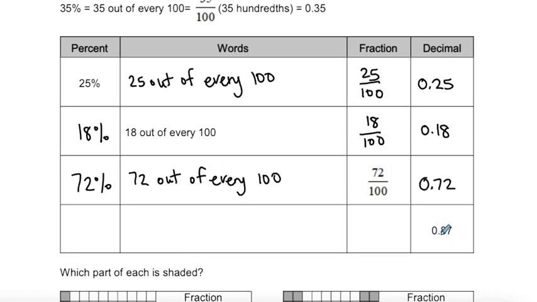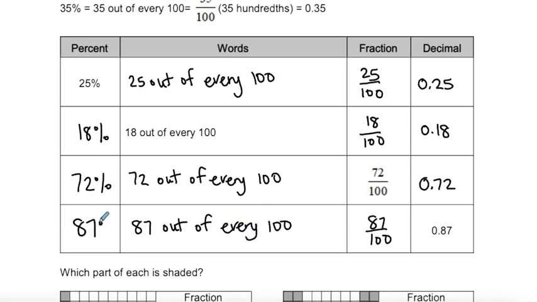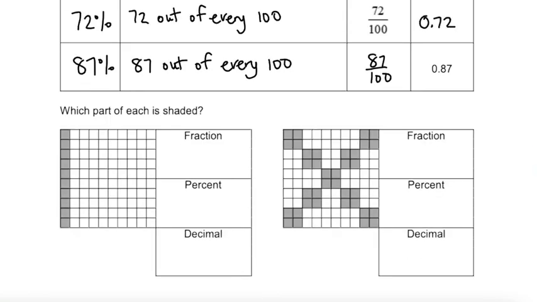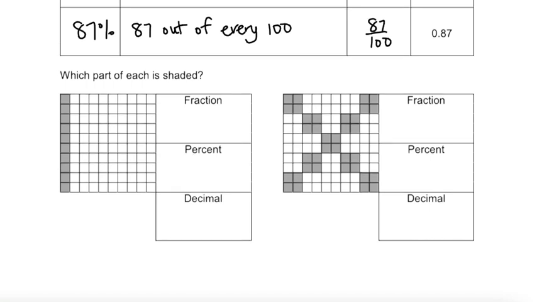And lastly, what if you're given a decimal number? Well, this means 87 hundredths. So I write that over 100. That's the same as 87 out of every 100, which is also the same as 87%. So now that we know how to quickly convert between a percent, a fraction, and a decimal, knowing that we are not going to worry about putting our fractions into lowest terms, now let's take a look at what it even means. So what does this look like visually?